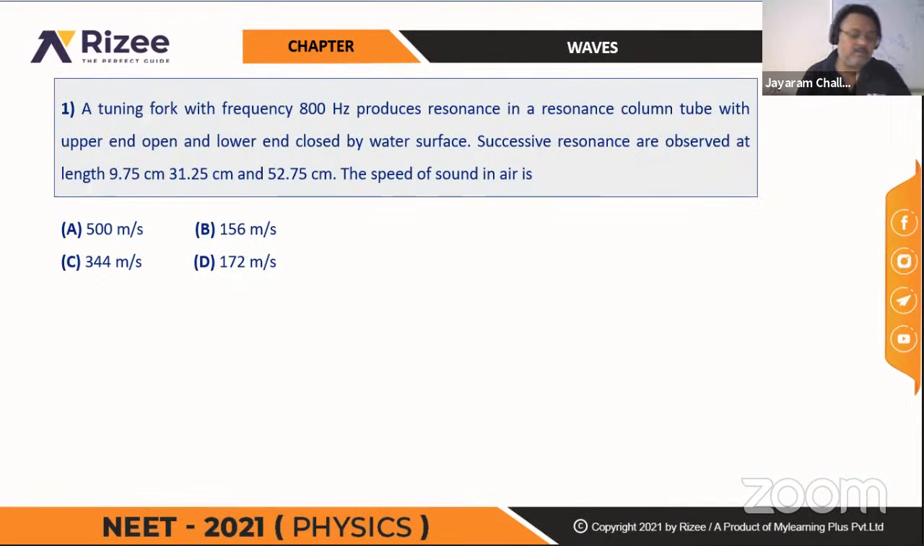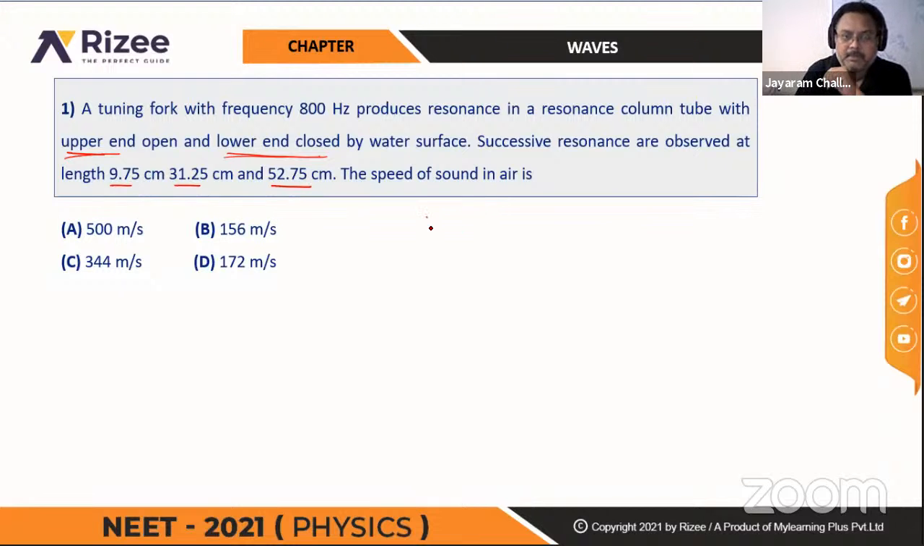So for the first question, a tuning fork of frequency 800 hertz produces resonance. Resonance means the frequency of the tuning fork is matched with the frequency of the resonating air column. The upper end is open and the lower end is closed, so it's a closed pipe. Successive resonances are observed at 9.75, 31.25, and 52.75. What is the speed of the sound?